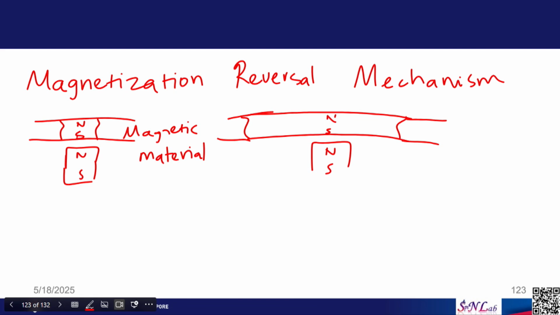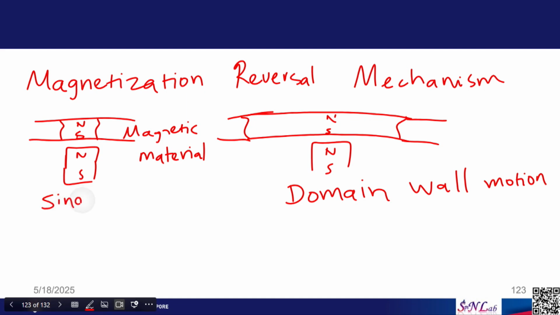Okay. So, I mentioned that both possibilities can happen. Okay. So, when this happens, so when there is a domain wall motion reversal mechanism, then you will see that your magnet influences a large region of the magnetic material below it. And this happens when you have single domain particles.